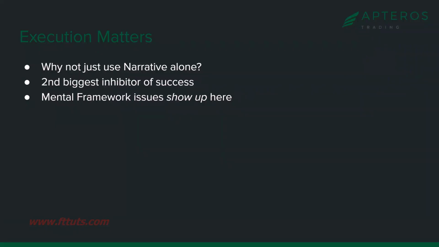I think that execution is the second biggest inhibitor of success, and that would be second to mental framework. And I think this is where you identify a lot of your mental framework issues, is around the attempt at flawless execution. This is where things show up. And quite frankly, the lower time frames you go, the more amplified deficiencies in mental framework show up.